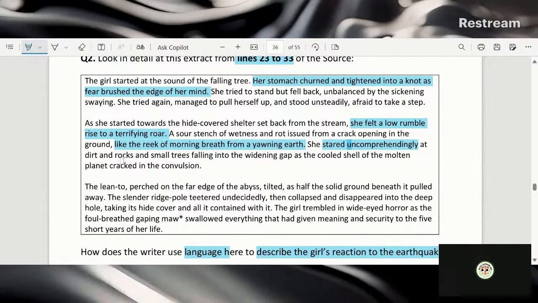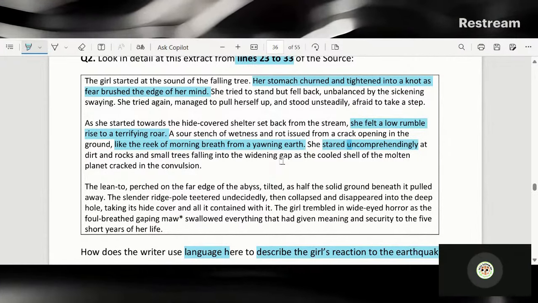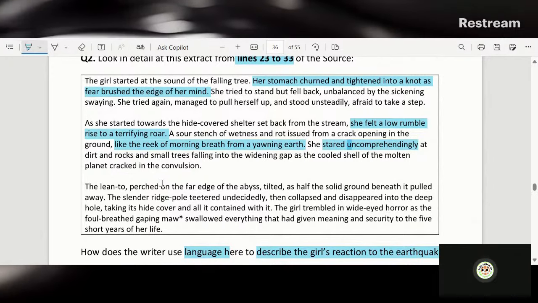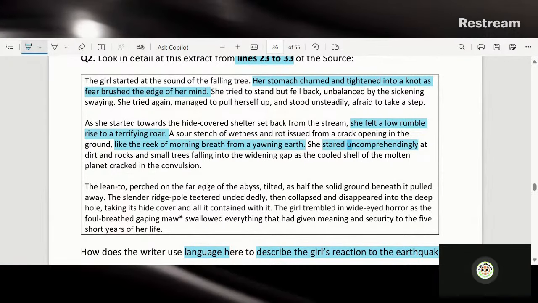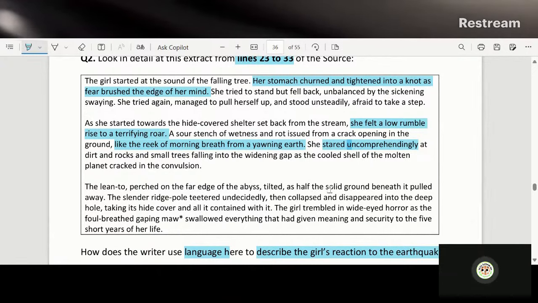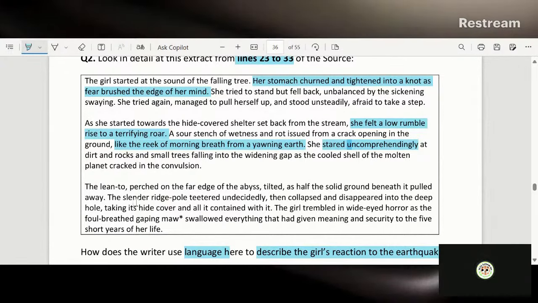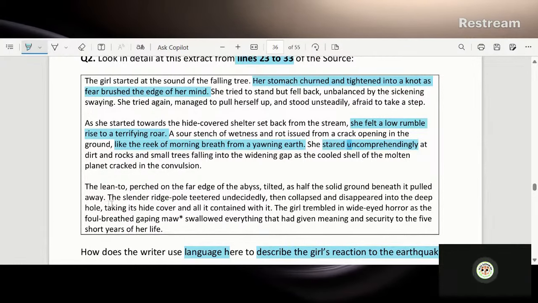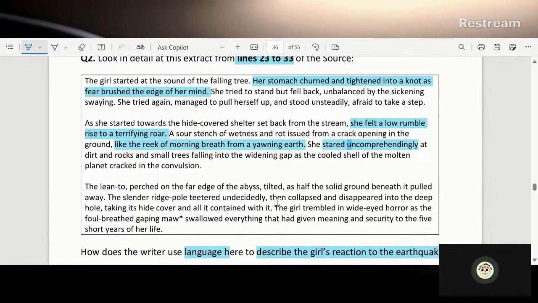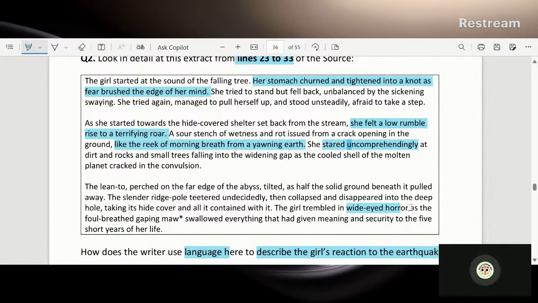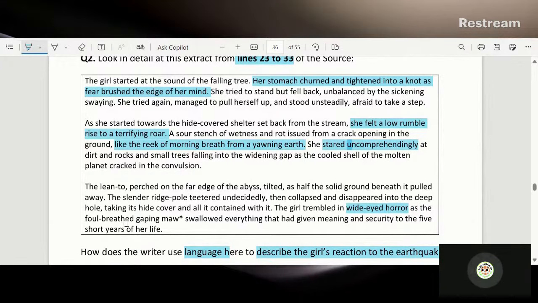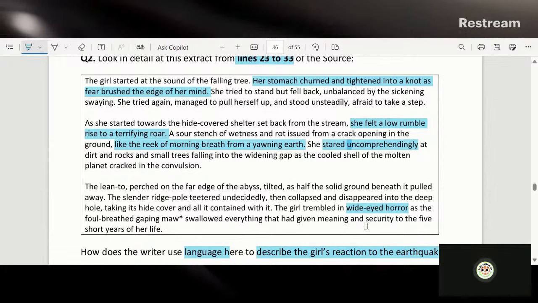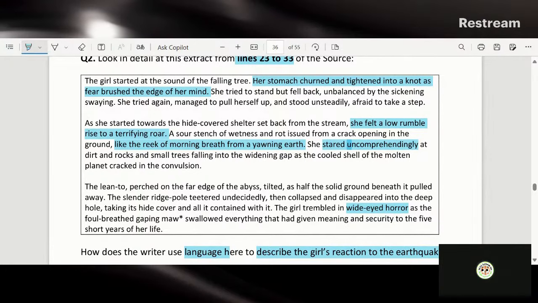So at the dirt and rock and small trees falling into the widened gap as the cooled shell of the molten planet cracked in the convulsion. The lean-to perched on the far edge of the abyss tilted as half the solid ground beneath it pulled away. The slender ridgepole teetered undecidingly, then collapsed and disappeared into the deep hole, taking its hide cover and all it contained with it. The girl trembled in wide-eyed horror as a foul-breathed, gaping maw swallowed everything that had given meaning and security to the 5 short years of her life.